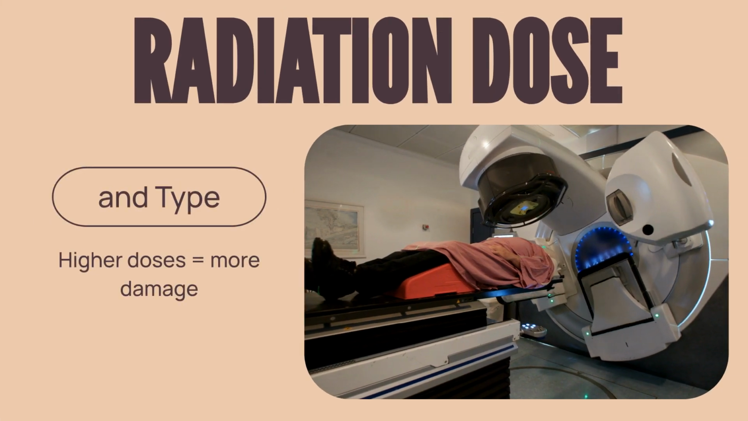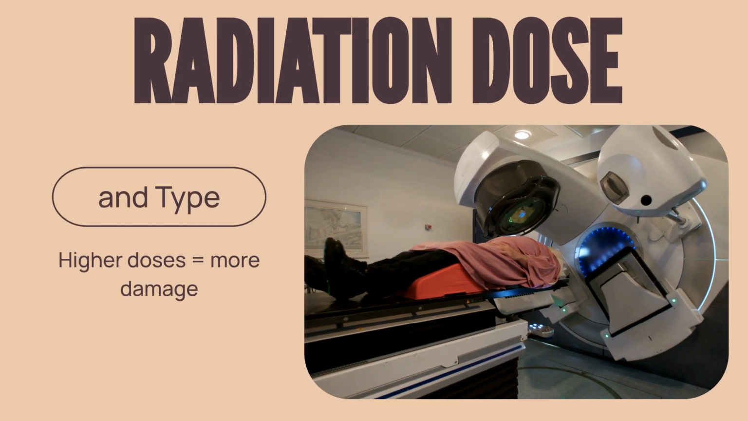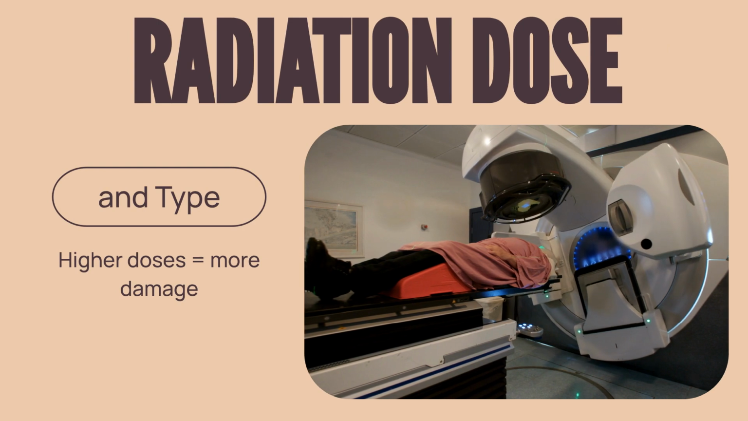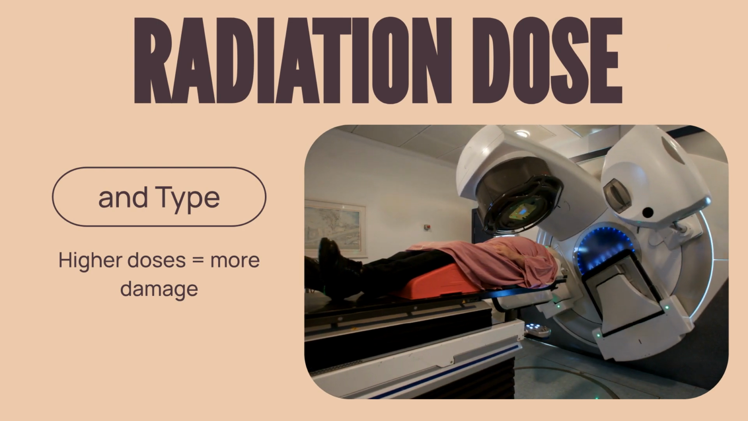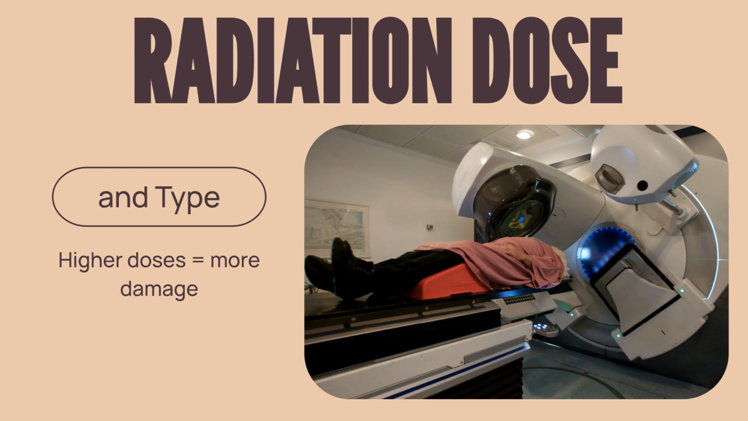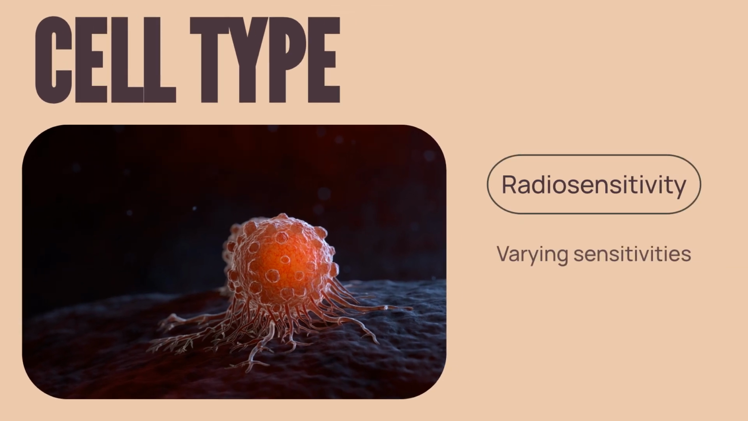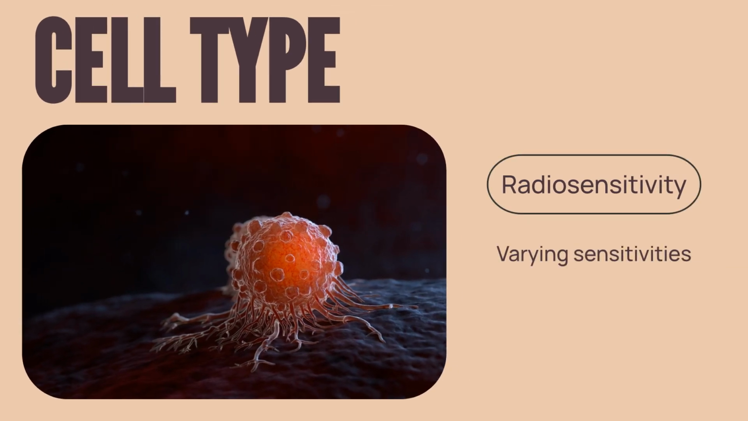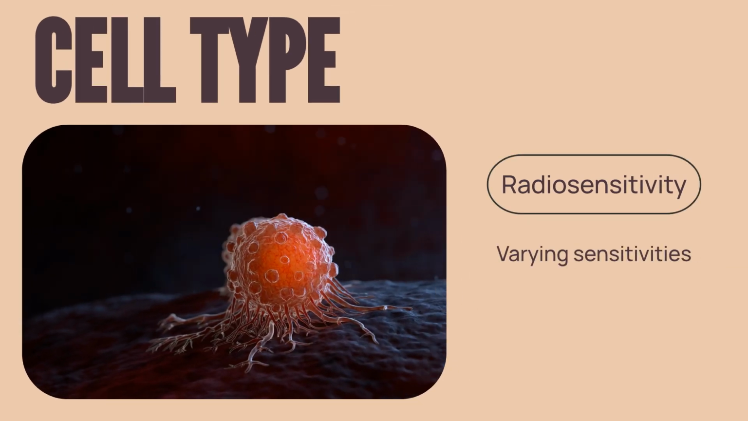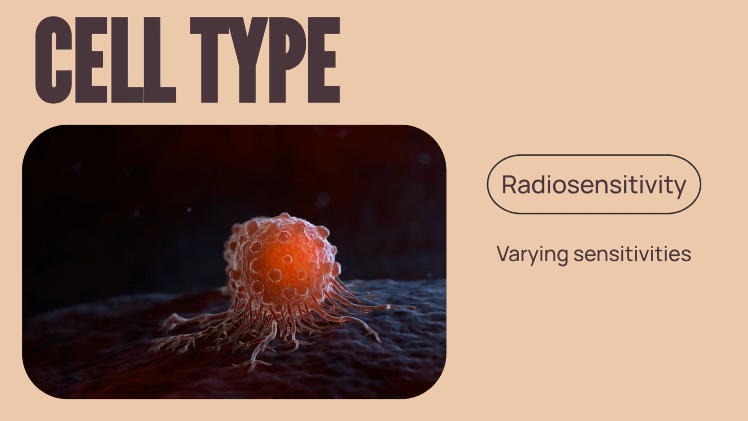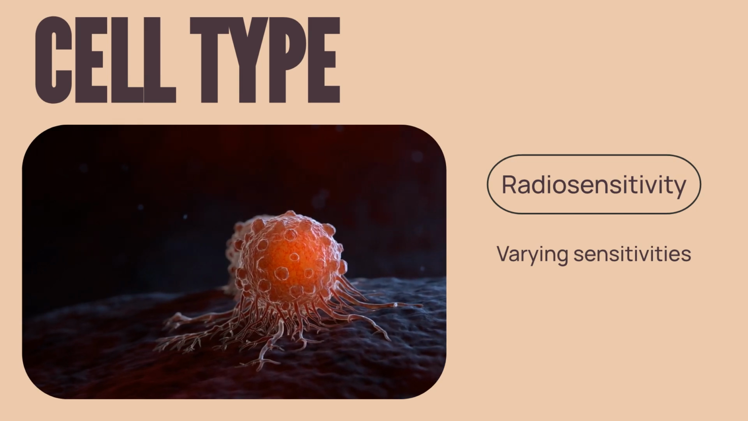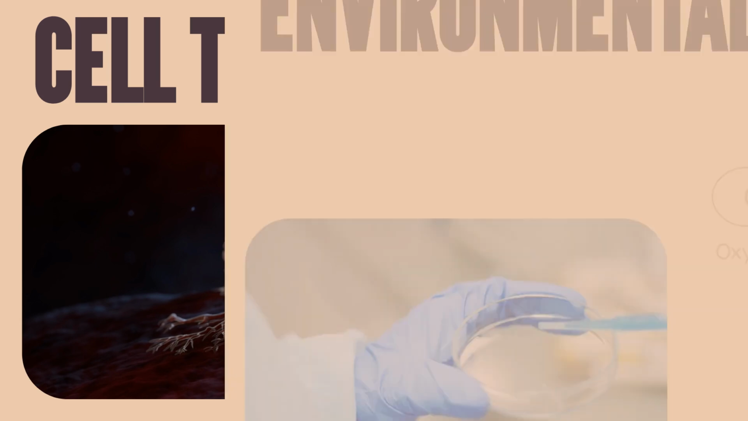Firstly, the radiation dose is paramount. Higher doses generally lead to more damage and reduced survival. The type of radiation also matters, with different radiation types having varying biological effectiveness. Different cell types exhibit varying sensitivities to radiation. Rapidly dividing cells, like cancer cells, are generally more radiosensitive than slowly dividing or non-dividing cells.